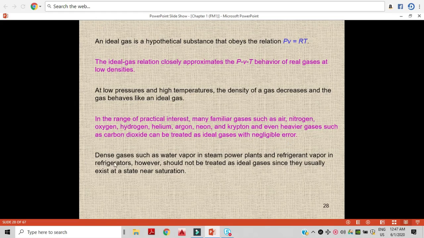Dense gases such as water vapor in steam power plants and refrigerant vapor in refrigerators, however, should not be treated as an ideal gas, since they usually exist at a state near saturation. They do not fall in the superheated region; they fall very close to the saturation region. That means there is water vapor available, so we cannot treat these vapors as an ideal fluid.